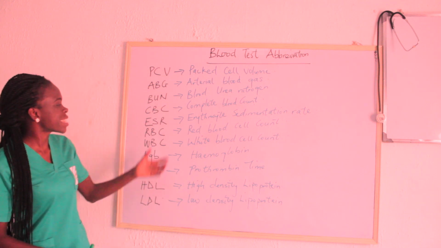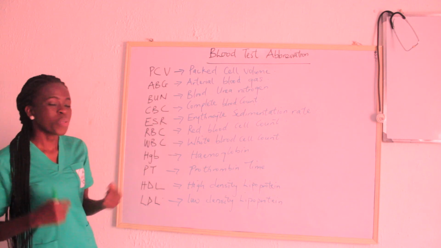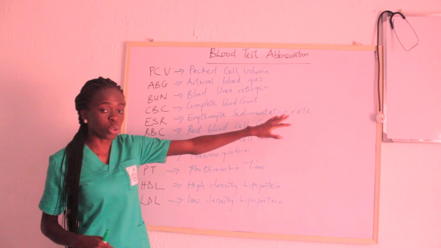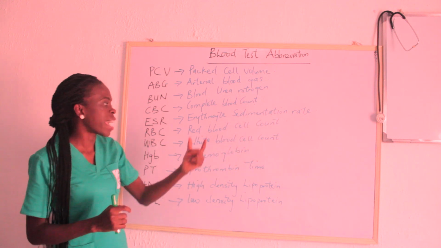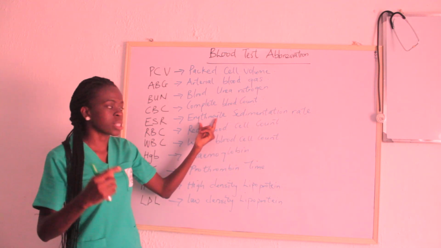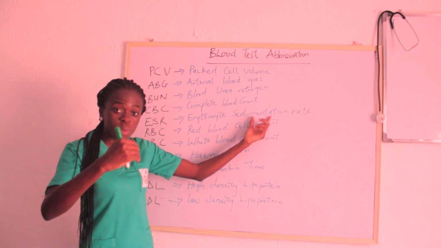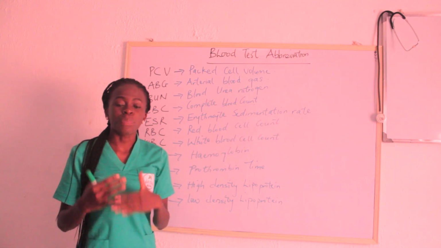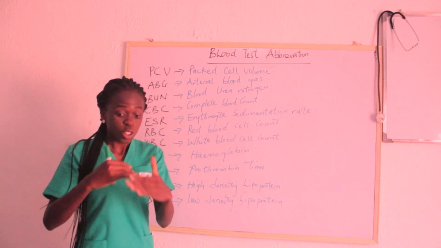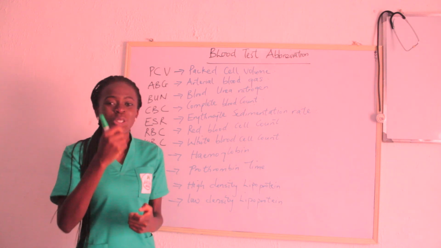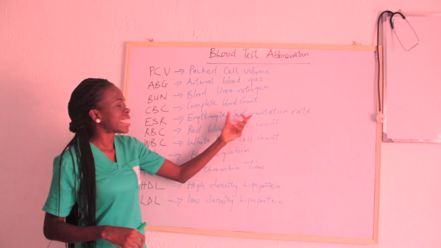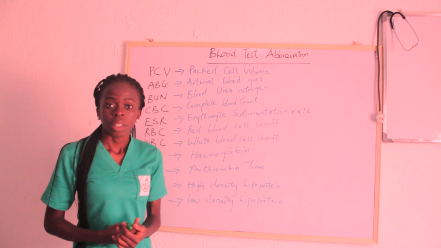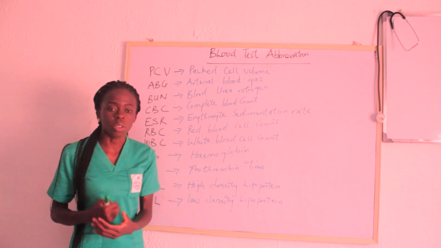Then the other one is the ESR, which is the erythrocyte sedimentation rate. As the name implies, erythrocyte is red blood cell, sedimentation is something going down, rate. Erythrocyte sedimentation rate is the ability of the blood to sediment, to go down in the tube. So erythrocyte sedimentation rate can help tell that there's inflammation in the body.